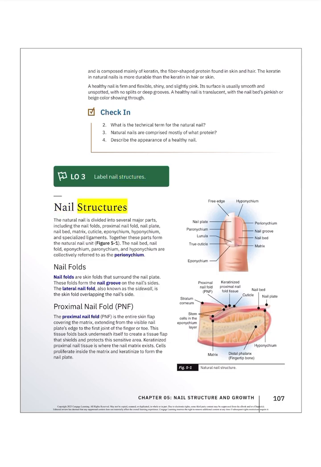Nail structures. The natural nail is divided into several major parts, including the nail folds, proximal nail fold, nail plate, nail bed, matrix, cuticle, eponychium, hyponychium, and specialized ligaments. Together these parts form the natural nail unit. Figure 5.1. The nail bed, nail fold, eponychium, and hyponychium are collectively referred to as the perionychium.